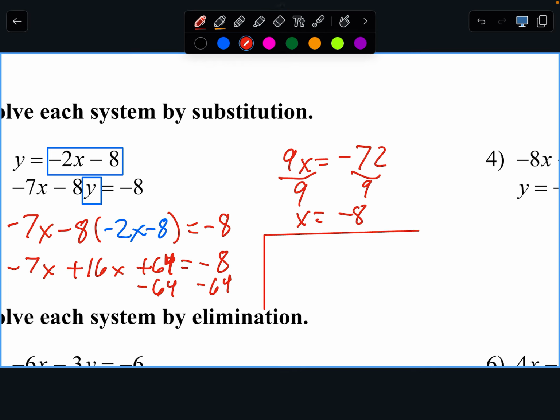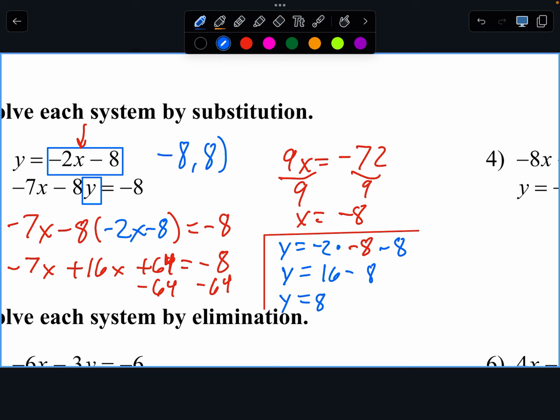So we're going to plug in negative 8 in for x in that first equation. We have y equals, let me do this in blue, y equals negative 2 times negative 8. And we have minus 8. So y equals 16 minus 8, y equals 8. Negative 8, 8 is our solution. All right, there we go.